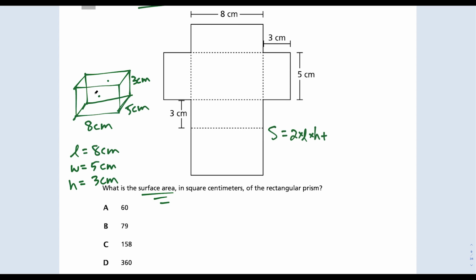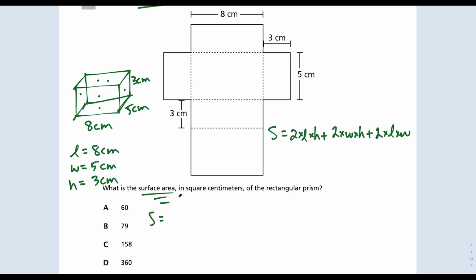Plus, I'm also going to have a left and a right like this. And the left and right are built by the width and the height. So I'm going to have 2 times W times H. And then the last component here would be the top and the bottom. And the top and the bottom is built by multiplying the length times the width. So I'd have 2 times length times width. And using this formula here would tell us the surface area of a rectangular prism.